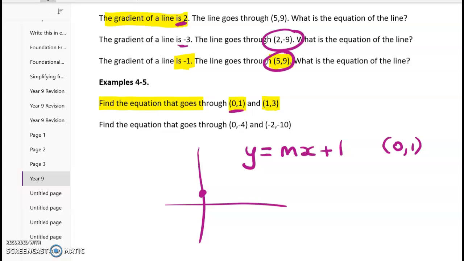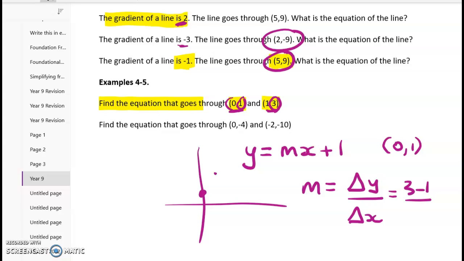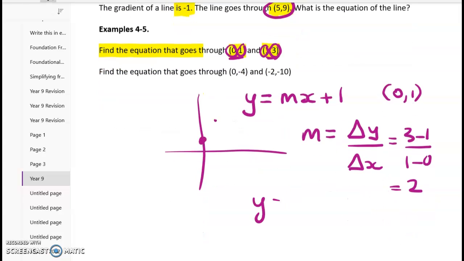And in this first one, I can see from looking what m is going to be. So m is equal to the change in y from one point to the next over the change in x. The change in y here is from 1 up to 3, so it's 3 take away 1. And the change in x is from 0 up to 1, so it's 1 take away 0. So that gives me 2. That means that the equation of the line is equal to 2x plus 1.